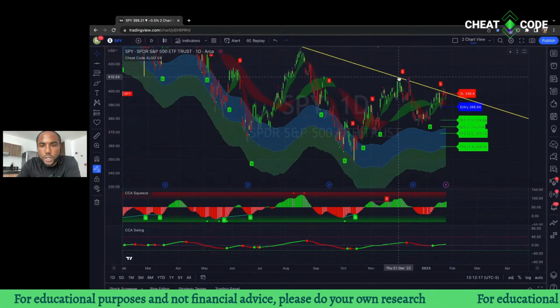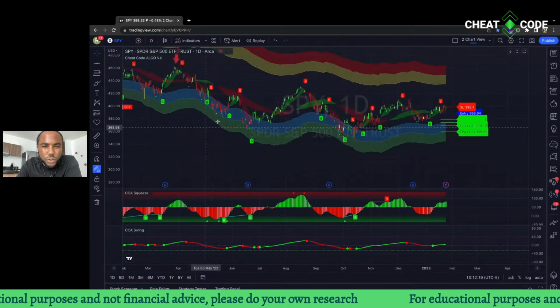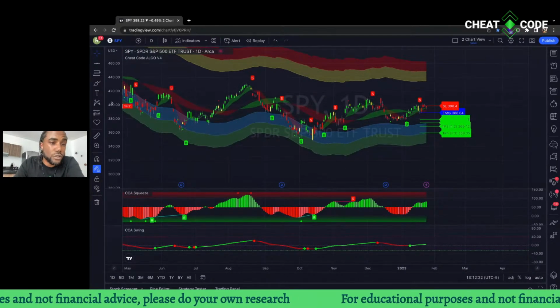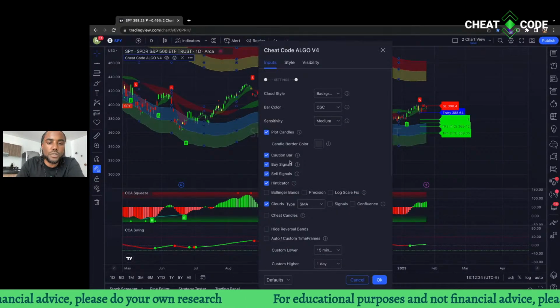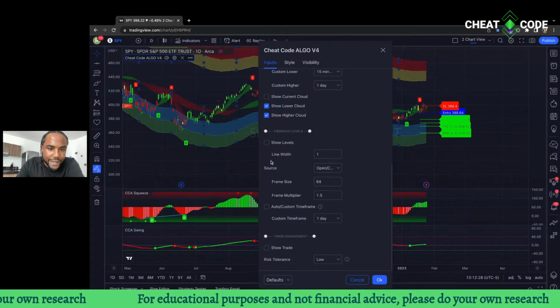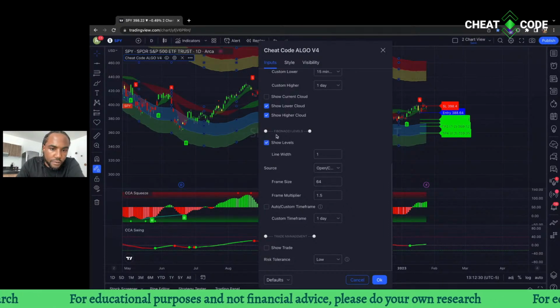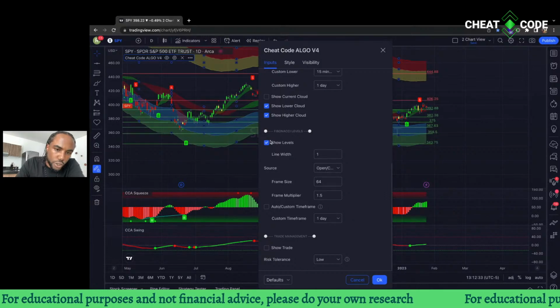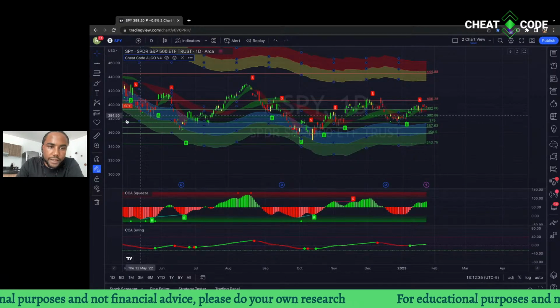Even if you don't really know how to do trend lines and that's still a little complicated and you just find it a little more difficult, you can go into the cheat code settings. I'm going to turn off the trade, and then I'm going to turn on my Fibonacci here. Fibonacci levels, show these levels, turn it on. It's going to plot that for you.